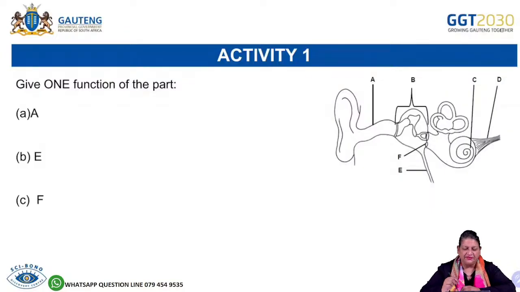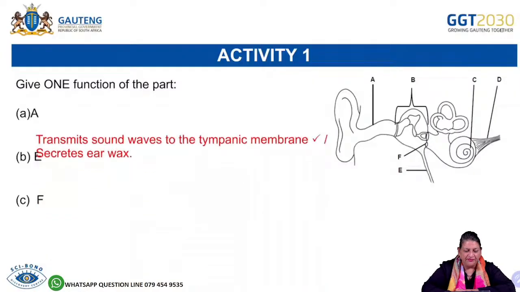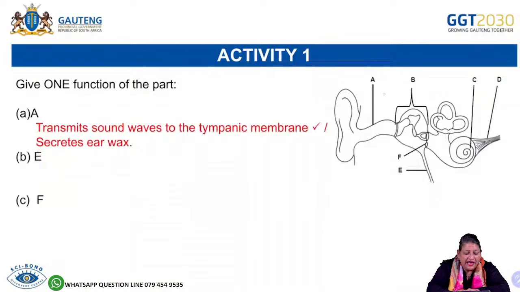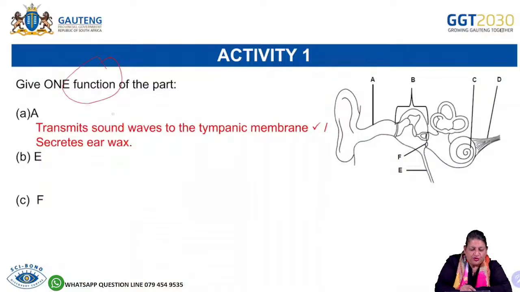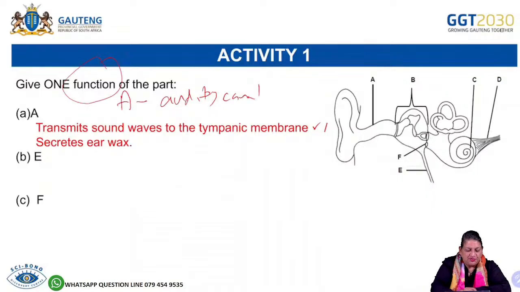Let's check if it's correct. A, we said, is the auditory canal. Did you see what happened there, learners? We gave the part, but what did they ask for? Function. So always read what the question is asking. Don't just see A and then give the letter. They're asking for the function and not just the label. But you must always remember, if they ask for the label, you must always put in your answer book A, auditory canal. Even if they don't ask for it, you put it and then state the function. Transmits sound waves to the tympanic membrane.